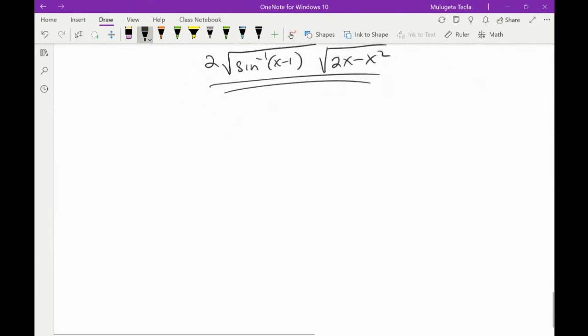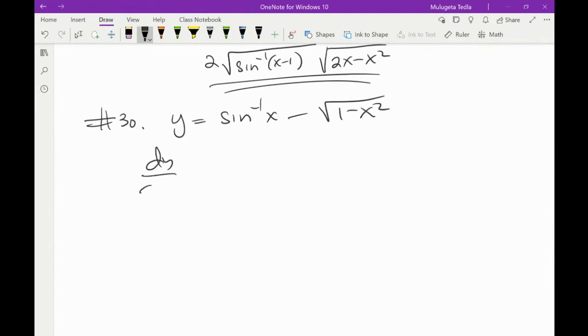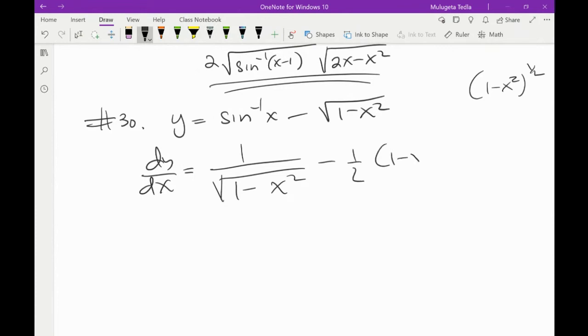So I will do one more question. That would be it on this section, number 30. y equals sine inverse of x minus the root of 1 minus x squared. dy/dx is what? The derivative of sine inverse of x is 1 over root of 1 minus x squared. The derivative of the other part: bring the 1/2, (1 minus x squared) to the minus 1/2, times the derivative of the inside, which is minus 2x, isn't it?